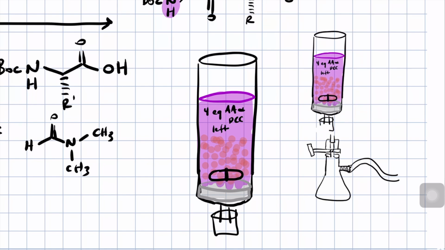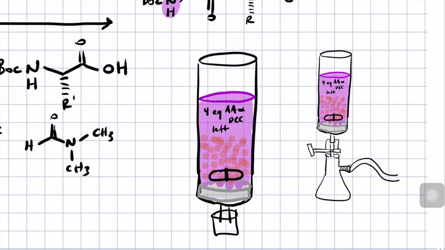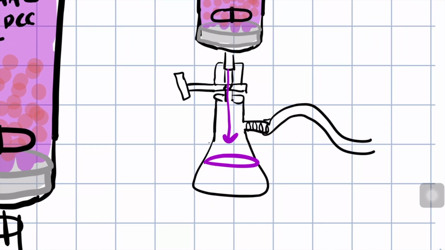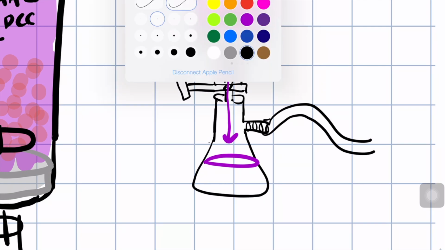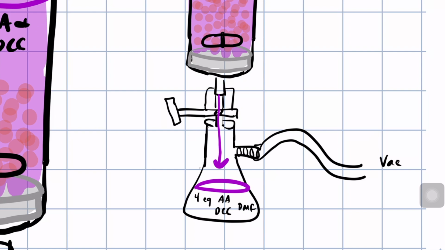So, yeah, we'll remove the cap off of our reaction vessel. We'll open up the stopcock. The purple solution drains out. Now you've got your 4 equivalents, smaller font. Now your 4 excess equivalents of amino acids and DCC and your solvent DMF are all in the bottom of the flask. They've all drained out of your reaction vessel.